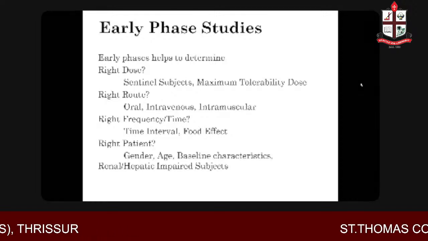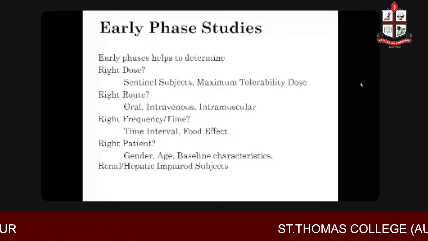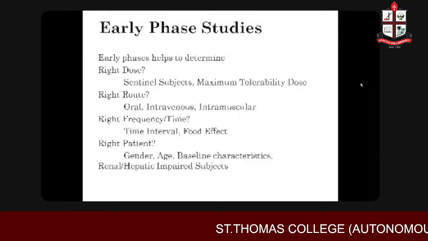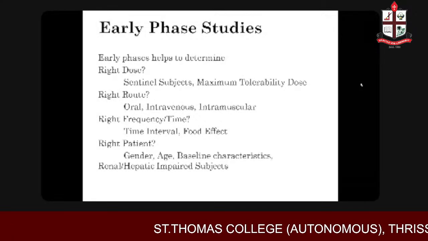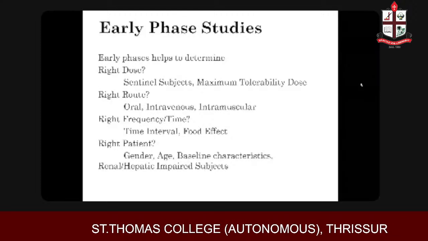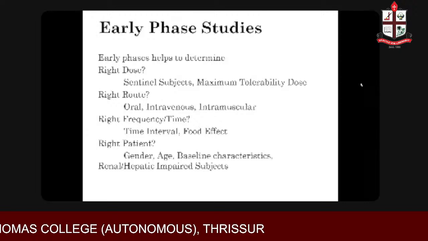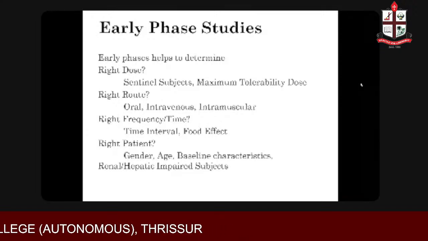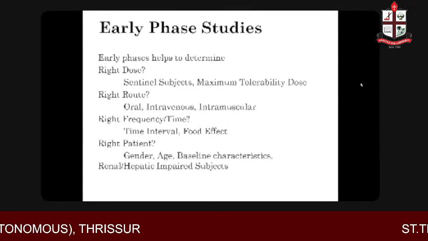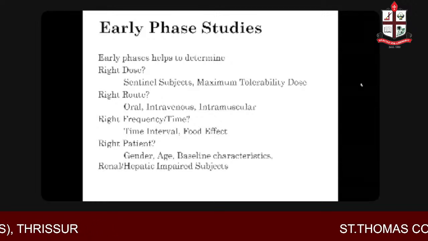So the right dose, the maximum tolerable dose that can be given to humans, will be identified, and the right route, whether it should be given as oral or intravenous or intramuscular or any other route we should use to get the maximum efficacy and safety of this drug. So that will be decided.